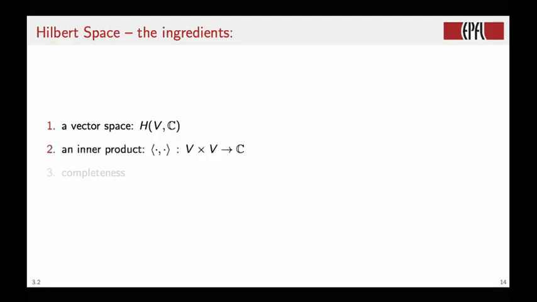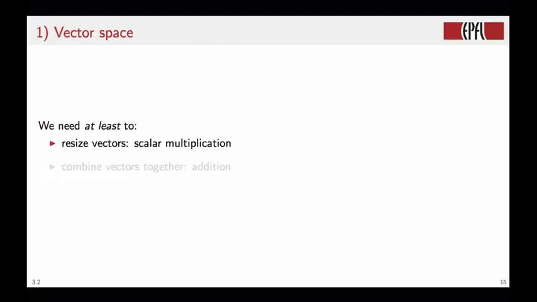Okay, then we need an inner product. That's a map from two vectors, so two elements from V, that maps into a complex number. And finally, we need something a little bit technical, which is called completeness, which we will explain with an example. We need two ingredients to do operations. The first one is called multiplication by a scalar. That's the first operation. And we need to be able to combine vectors together, which is vector addition.